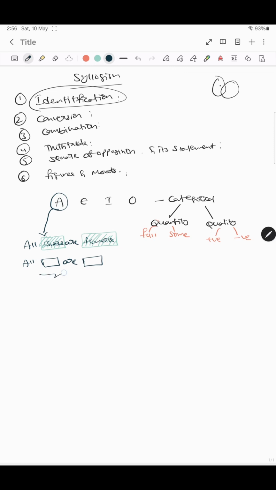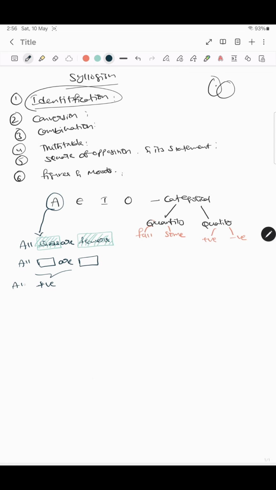I call this all positive. There is no negative word in here, so I am calling it all positive. That is what we call universal affirmation. Okay, all positive is called universal affirmation.